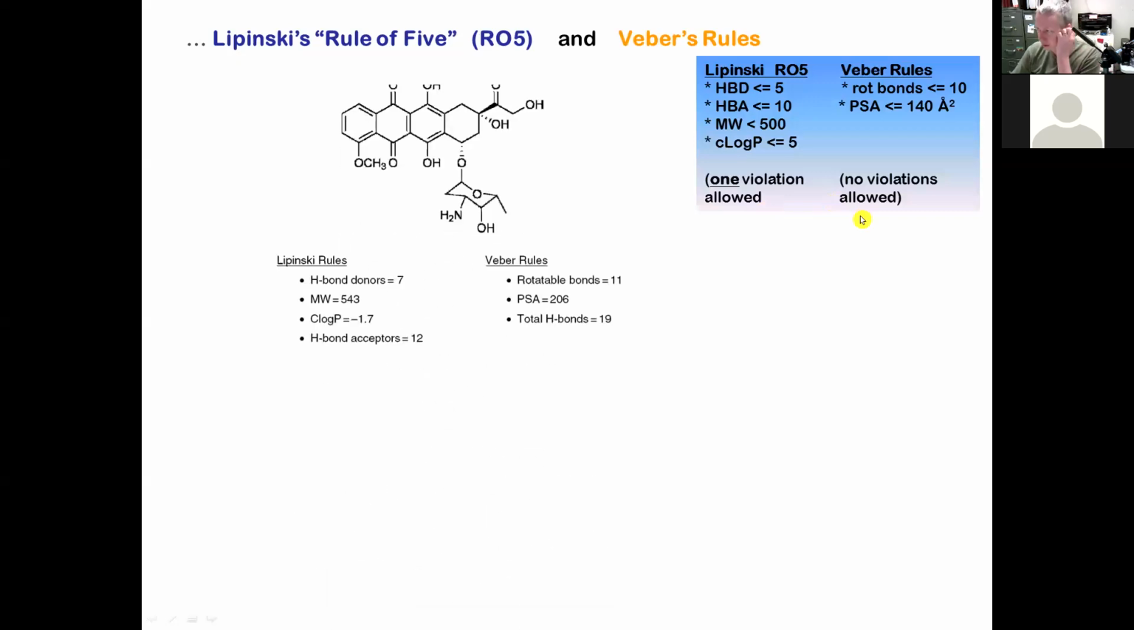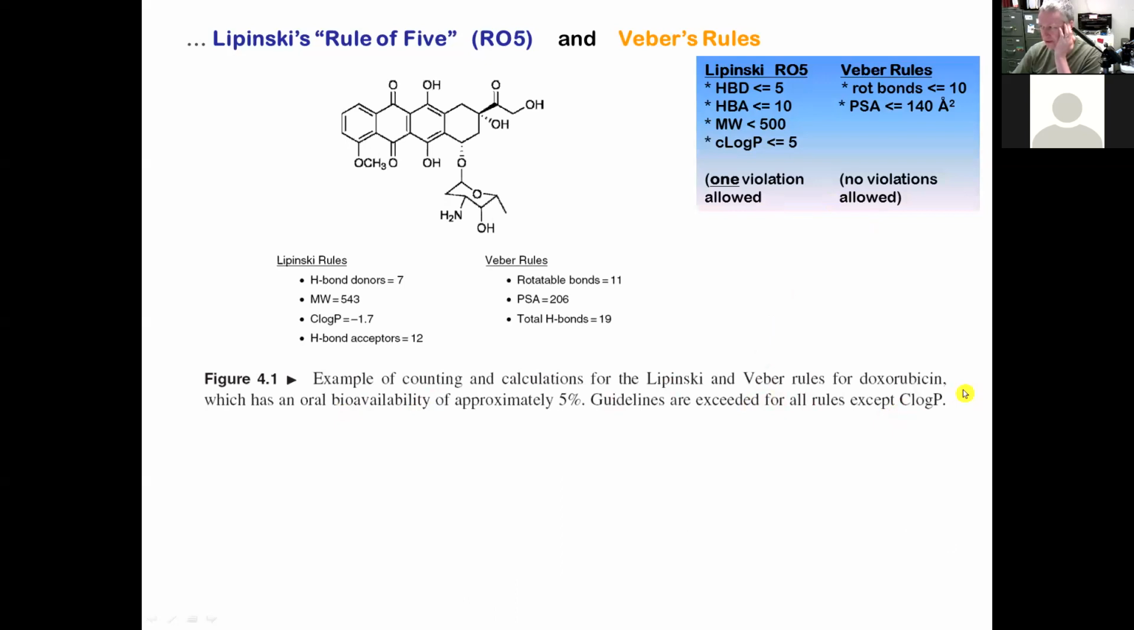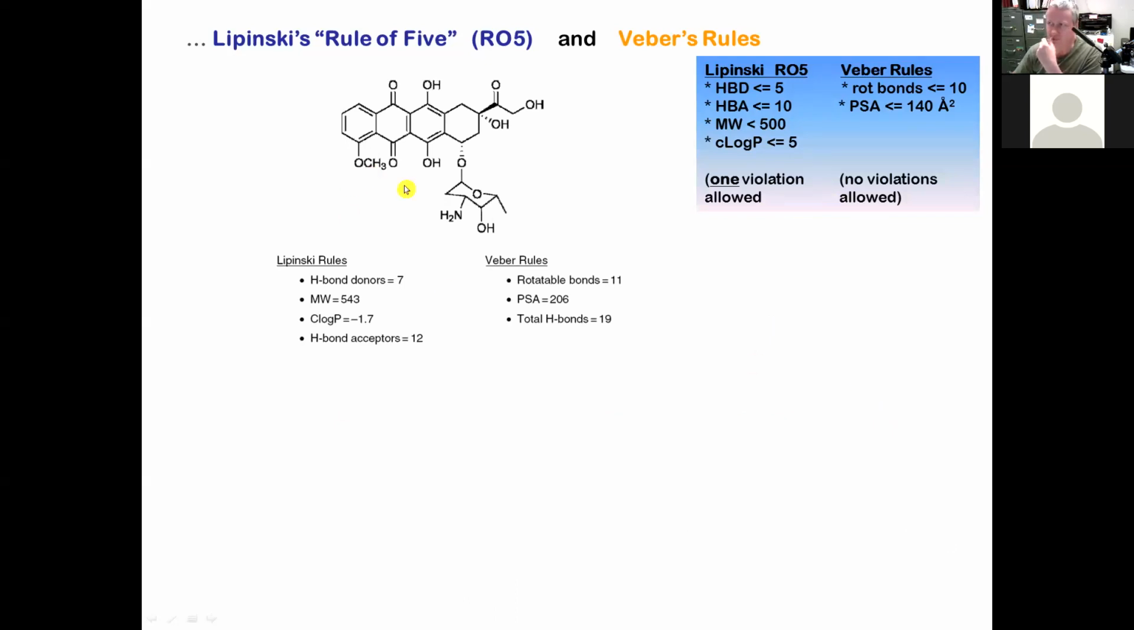So let's look at this molecule. What is this molecule? This was doxorubicin. So it's a pretty big molecule. What are the violations? Any violations? So for Lipinski, there's 7 hydrogen bond donors. The molecular weight's 543. C log P is negative 1.7. Is that big or small? It's pretty tiny, remembering that usually the range is about 0 to 7 for most molecules. And hydrogen bond acceptors are 12.